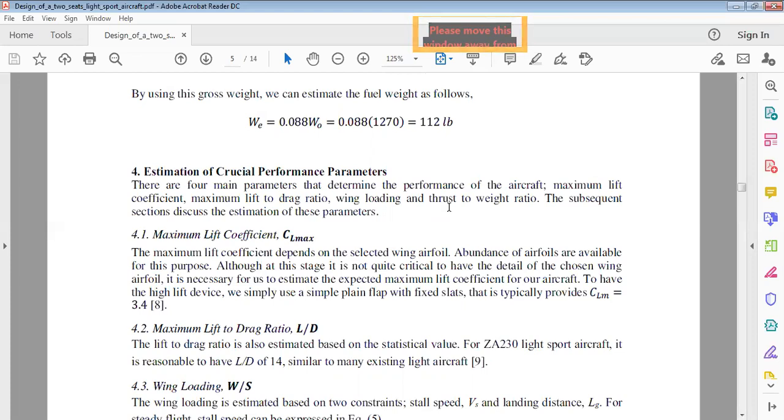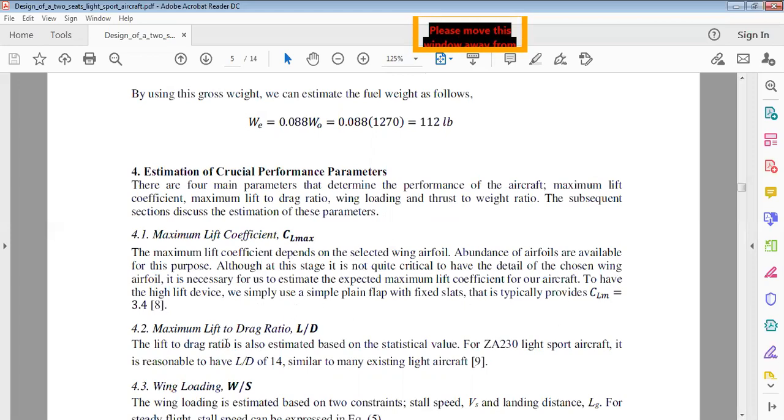The maximum lift coefficient depends on the selected wing airfoil. An abundance of airfoils are available for this purpose, although at this stage it is not quite critical to have the detail of the chosen wing airfoil. It is necessary for us to estimate the expected maximum lift coefficient. So therefore you can see CL max, the maximum.